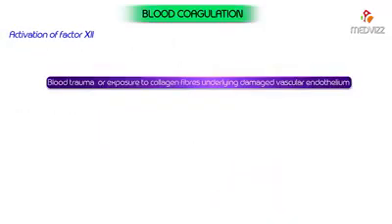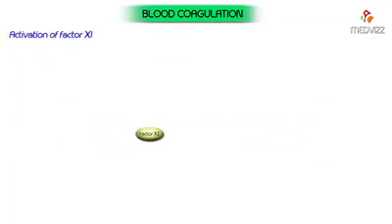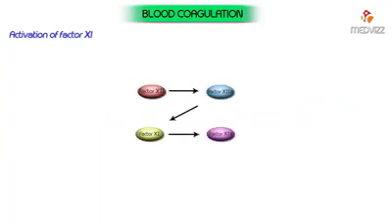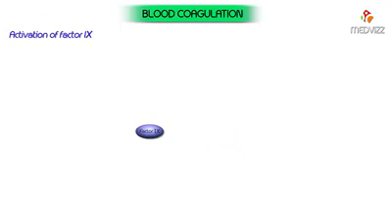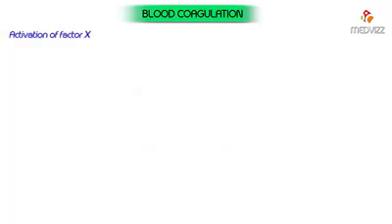Trauma to blood or exposure of collagen fibers underlying damaged vascular endothelium activates plasma factor 12 to form activated factor 12A and initiates the intrinsic pathway. Platelets are also activated. Activation of factor 11 to form factor 11A is caused by the activated factor 12. Activation of factor 9 to form activated factor 9A is in turn caused by the activated factor 11 in the presence of calcium. Activation of factor 10.